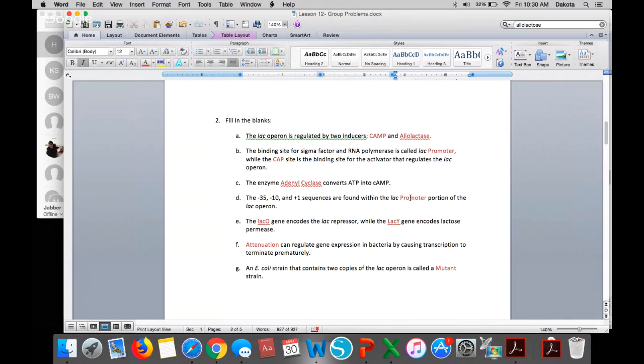F is attenuation can regulate gene expression in bacteria by causing transcription to terminate prematurely. And then G, an E. coli strain that contains 2 copies of the lac operon is called a merodiploid strain.